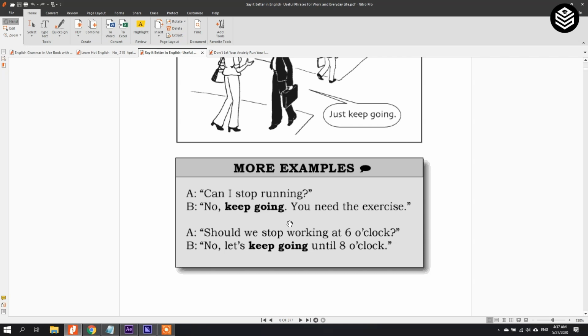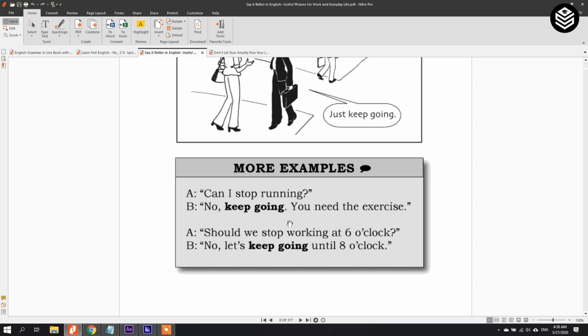Can I stop running? Running means exercise. So the answer is no, keep going. You need the exercise. If you go to the gym, there will be trainers to train you. Usually when you ask, can I stop this treadmill, or can I stop lifting weights, the trainer will measure your necessity. Sometimes he will say okay, stop. But in this example, no, continue, you need the exercise. So keep going.